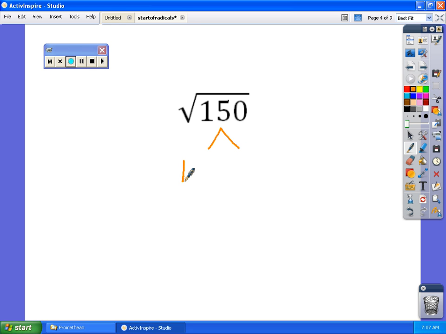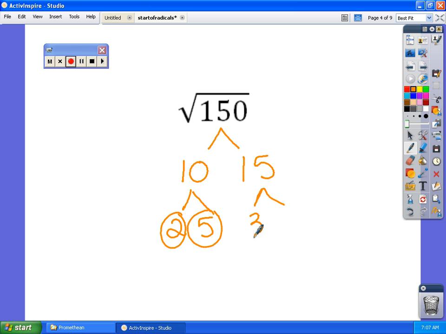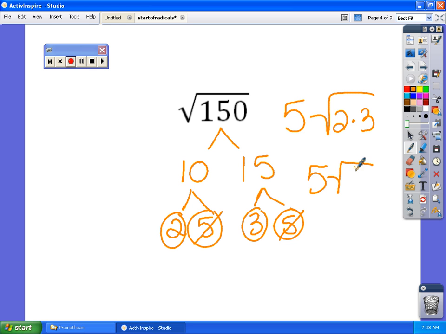150, I know because it ends in a 0, I can divide it by 10. So 10 and 15. 10 breaks down to 2 and 5, which are both prime. And 15 is 3 and 5, which are prime. In this case, I have a pair of 5's, so 5 comes outside. 2 and 3 don't have any matches, so they go inside. And my answer is 5 square root of 6. 5 times 5 is 25, times 6 is 150.